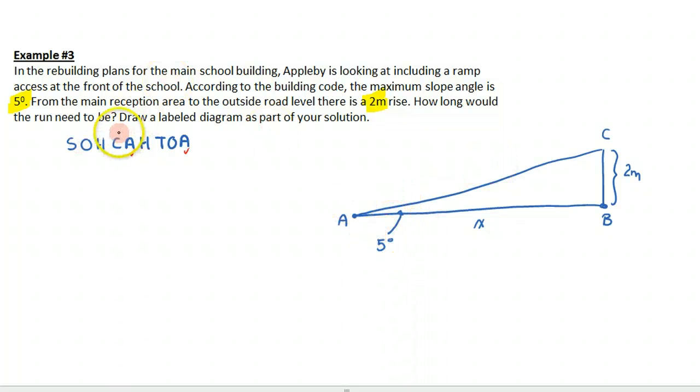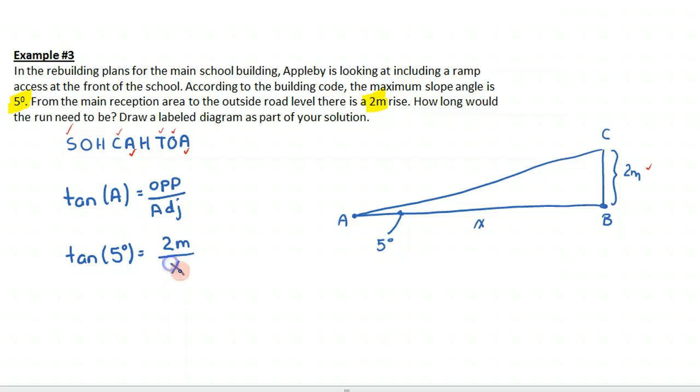Well, I'm given an angle, so I'm going to check mark the C and the T because that's cos and tan of an angle. I would check mark the S as well, but we've already discounted it because we don't have the adjacent in sine. And then I'm given this one, which is the opposite. The only case where I have all 3 checks is tan, so I'm going to set this up using tan. So tan of A is equal to the opposite over the adjacent. That means tan of 5 degrees is equal to the opposite, which is 2 meters, over X.